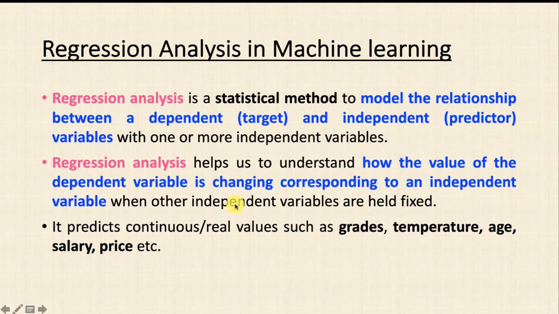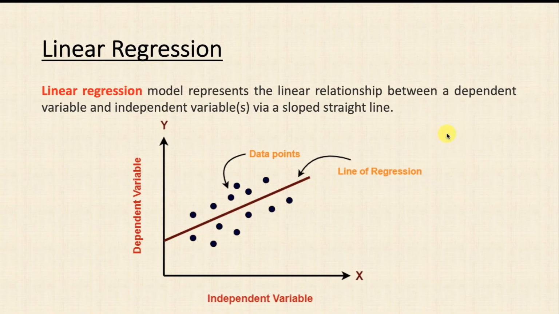So based on this, we are going to discuss basically three types of cases, depending on the types of regression analysis algorithm. It predicts continuous or real values such as the grades of a student, temperature, age, salary, or price. Right. So these are the examples on which you can apply regression analysis. Now, first of all, we are going to start with linear regression.